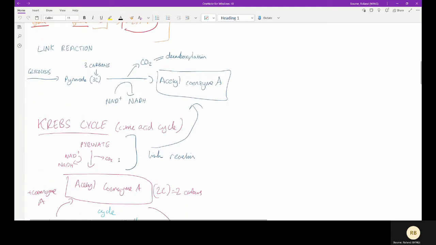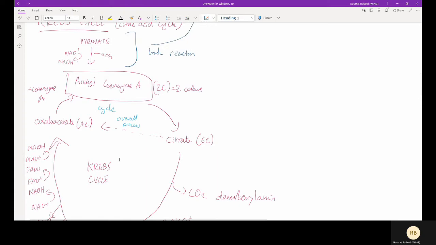The second part of respiration is the link reaction. This reaction causes pyruvate to be broken down further into acetyl coenzyme A, which is a 2-carbon compound. Another NAD+ rips off a hydrogen, and a carbon dioxide molecule is ripped off in a decarboxylation reaction. Now we come to the Krebs cycle.